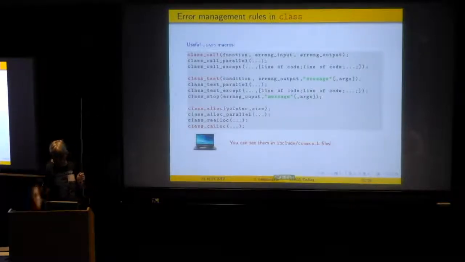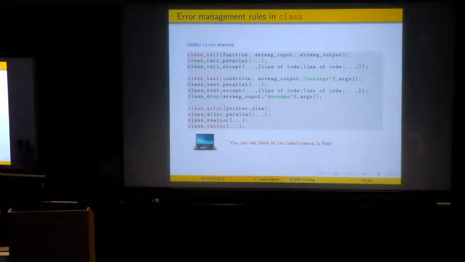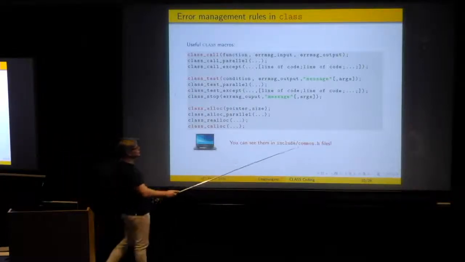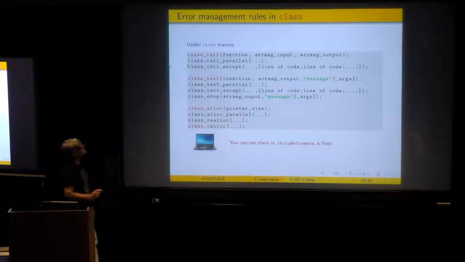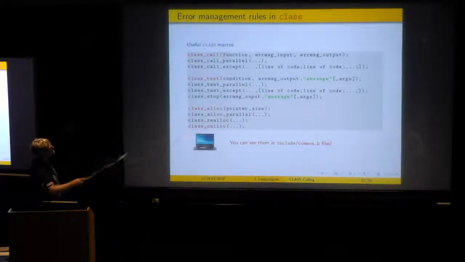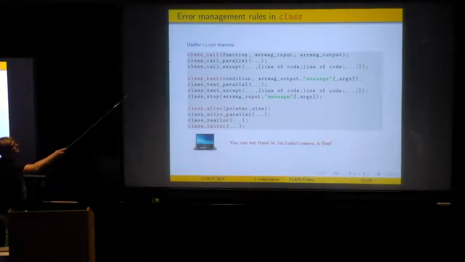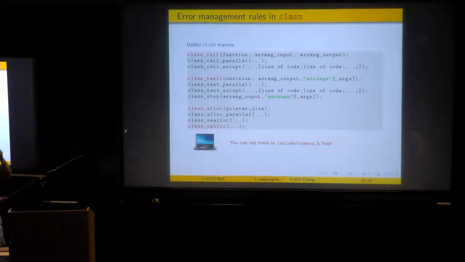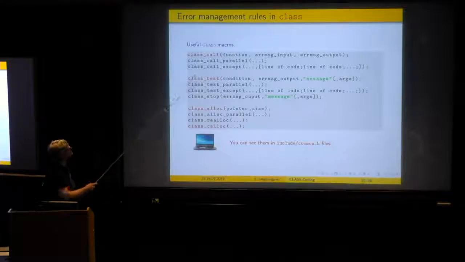Maybe I can do a summary of all these macros that you find in command.h. If you look now in include command.h, you will find them. They take a lot of lines because for each of them, they are usually about 10 lines. The ones in red are the ones that you will use more frequently. So the first ones are for calling functions.